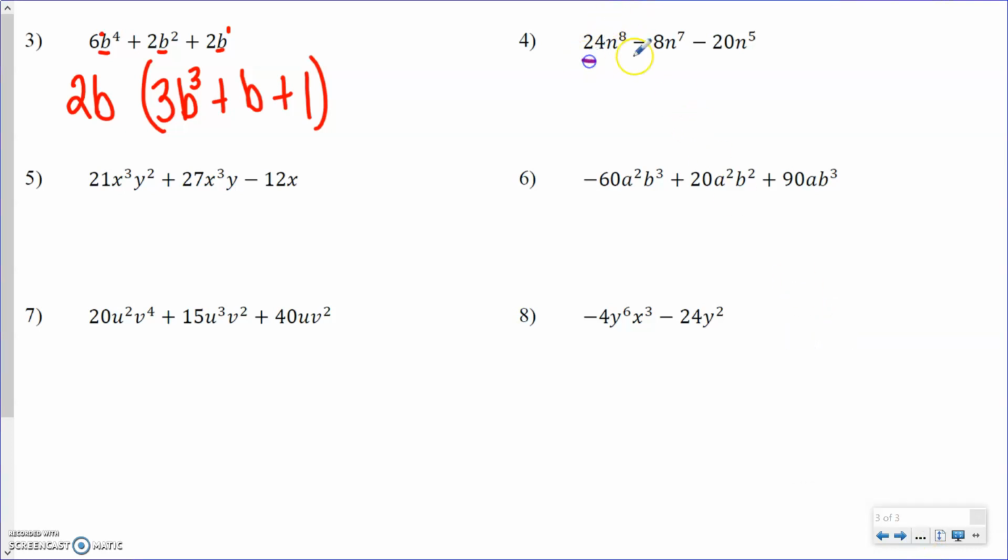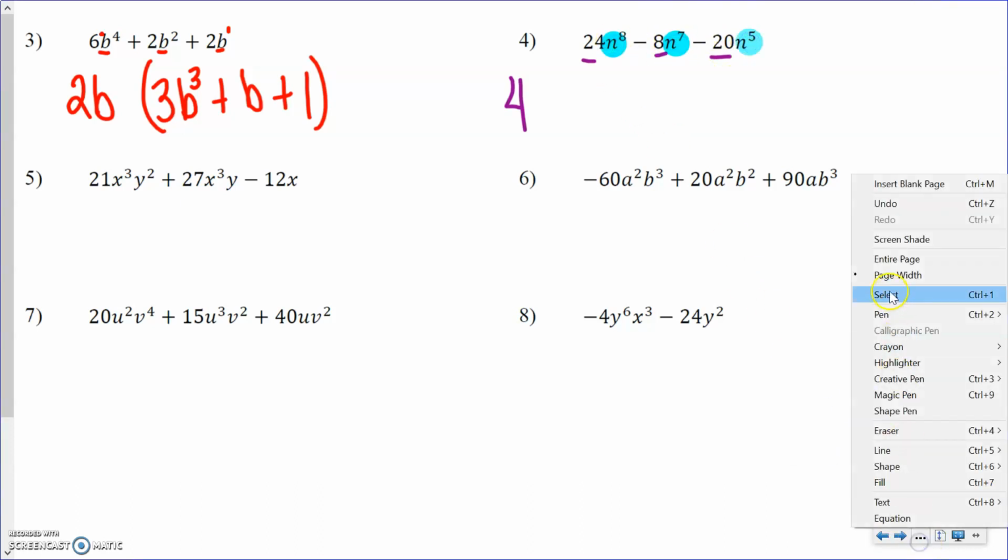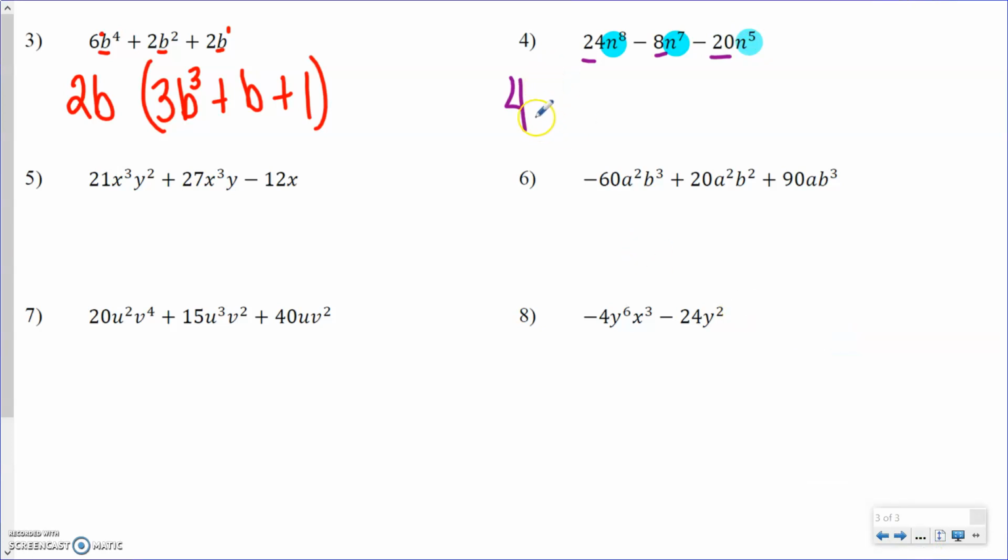I can divide 24, 8, and 20 all by 4. And then if I look at my variables, I have n's in each term, but the smallest exponent is a 5. So I'm going to use the n to the 5th power.